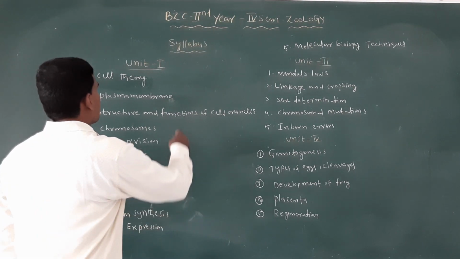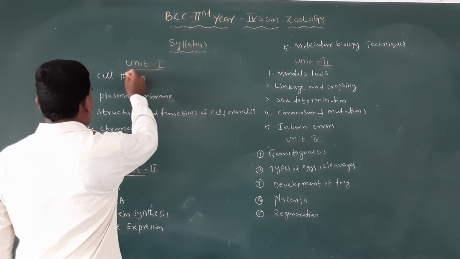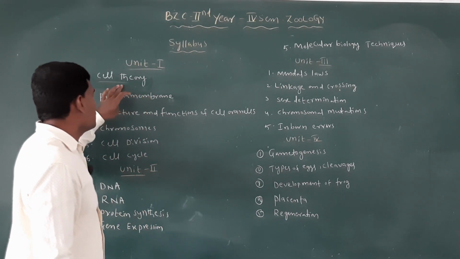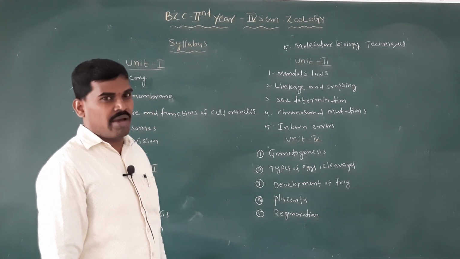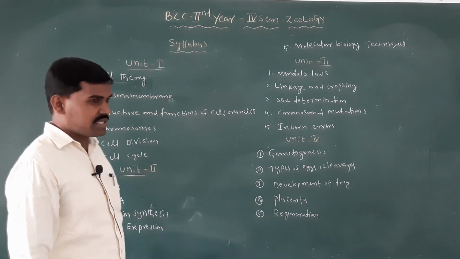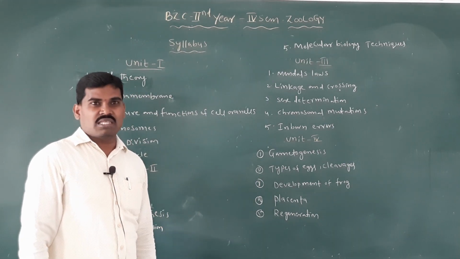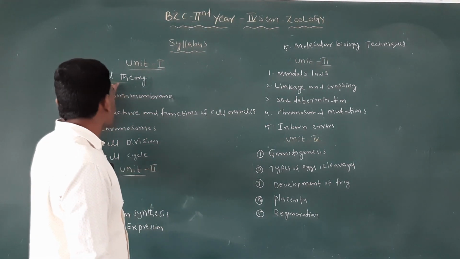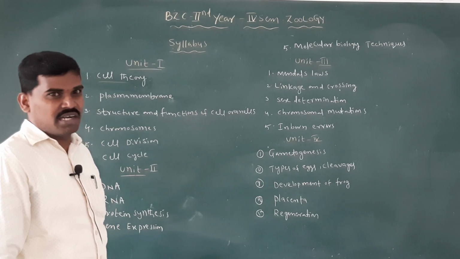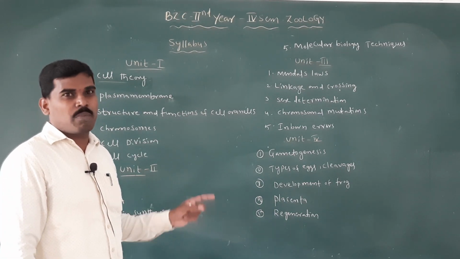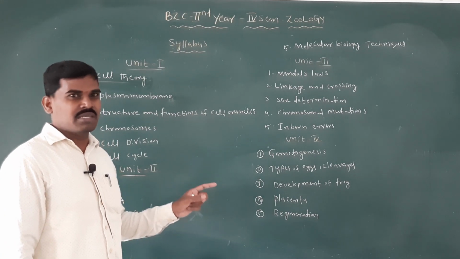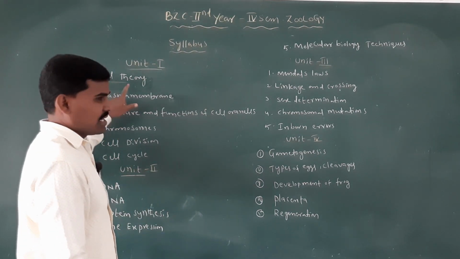The first unit is, first of all, cell biology. The first topic is cell biology, the cell theory, the plant and animal cell theory. The cell theory was proposed by the scientists Schleiden and Schwann. The plant and animal cell theories have slight differences, but both are the same. They discuss the cell theory.